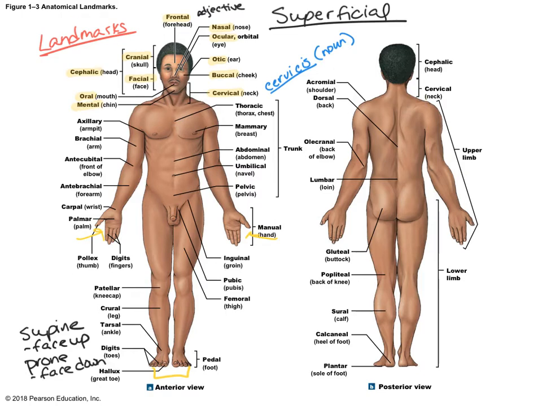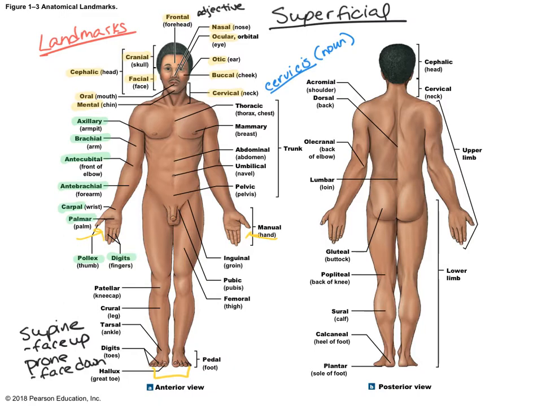Then we're going to look at the arms. First of all, the armpit is called axillary. The arm, the humerus or the proximal part of the arm, is called brachial. Then the front of the elbow is called antecubital, and the forearm is called antebrachial. Then we have the wrist, which is called carpal, the palm, which is called palmar, the fingers are called digits, and the thumb is called pollex.